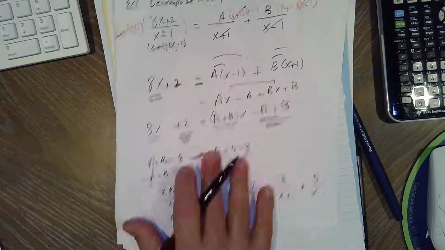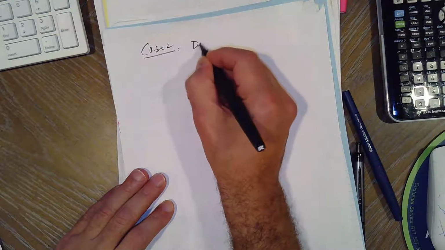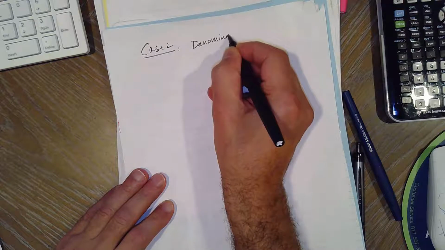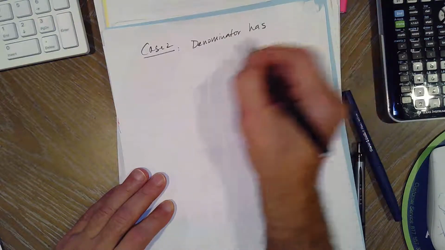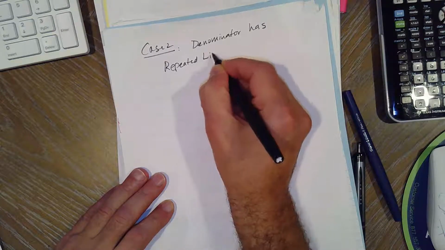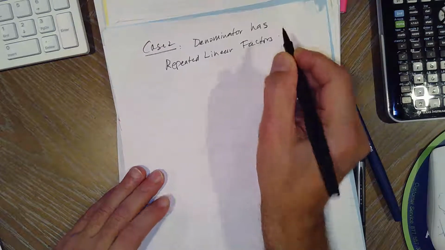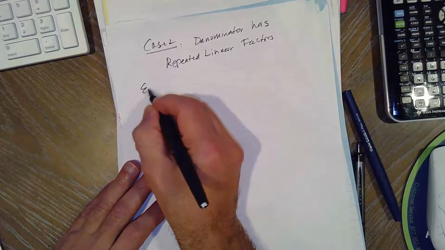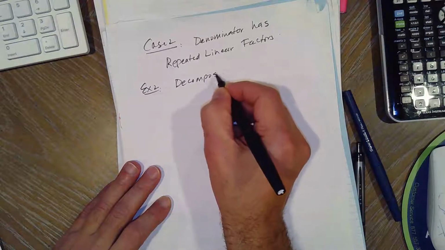The second case, case 2, is where the denominator has repeated linear factors. So how do we decompose into partial fractions?